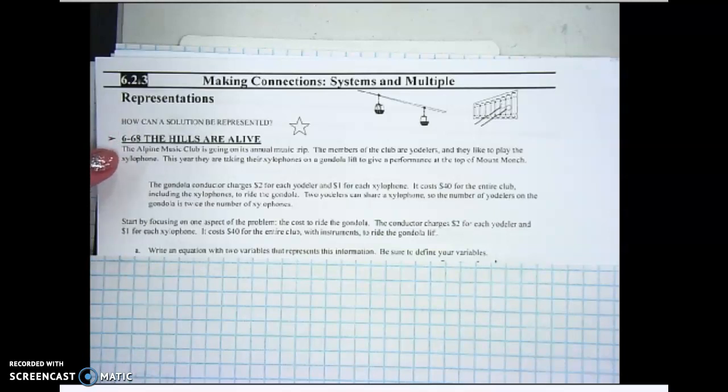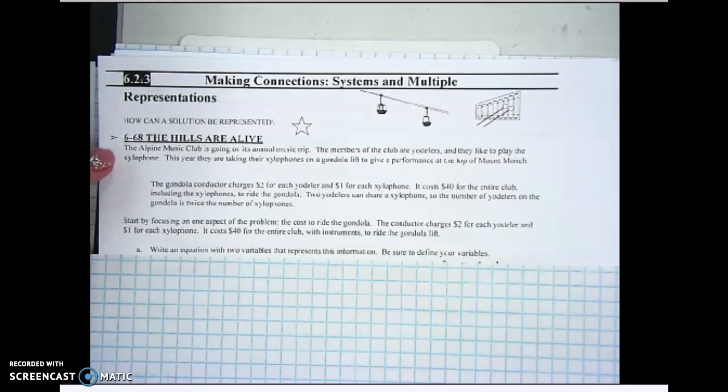So question number 68 says, the hills are alive. It's a song, right? Yeah, Sound of Music. All right, the Alpine Music Club is going on its annual music trip. The members of the club are yodelers. Anybody know what a yodeler is? They sing, yeah. Okay, and they like to play the xylophone.